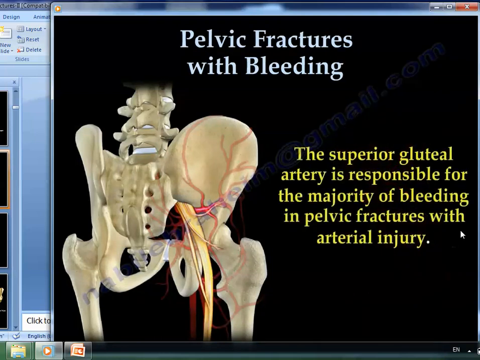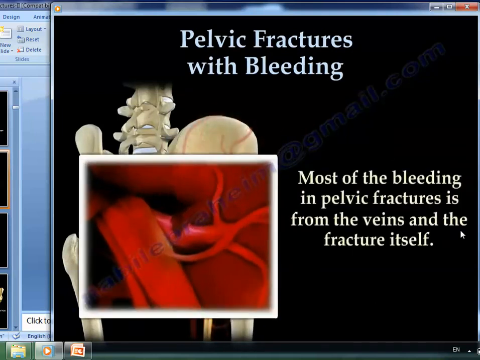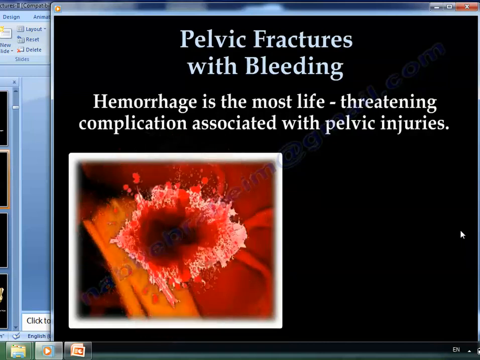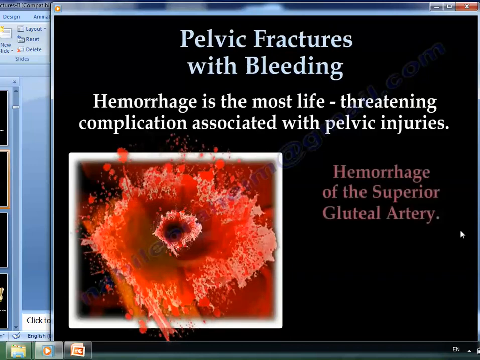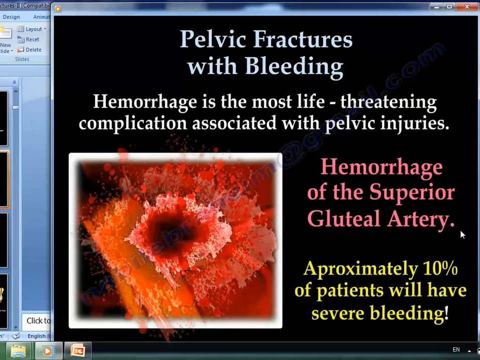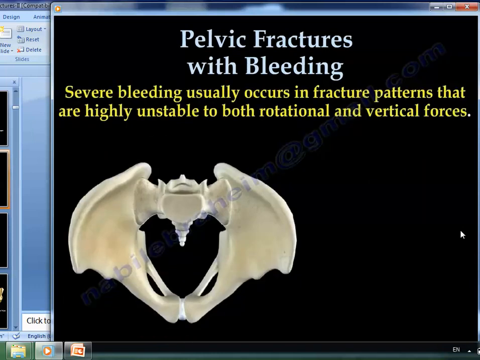The superior gluteal artery is responsible for the majority of bleeding in pelvic fracture with arterial injury. However, most of the bleeding in pelvic fractures is from the veins and the fracture itself. Hemorrhage is the most life-threatening complication associated with pelvic injuries. It is usually hemorrhage of the superior gluteal artery. Approximately 10% of patients will have severe bleeding. Severe bleeding usually occurs in fracture patterns that are highly unstable to both rotational and vertical forces.